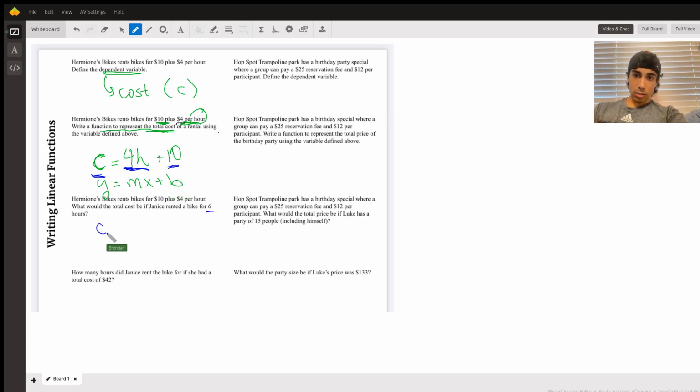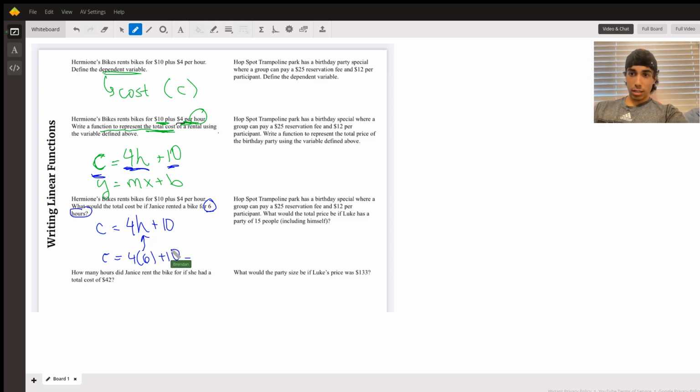So I've got this equation, C equals 4h plus 10, and we know that hours is equal to 6. So in place of the h, I can plug in a 6. So I'll say the cost is 4 times 6 plus 10, right? Because what I'm doing is I'm plugging that 6 in for hours. 4 times 6 is 24, plus 10 is $34. And notice we're talking about cost, so that will be in dollars.